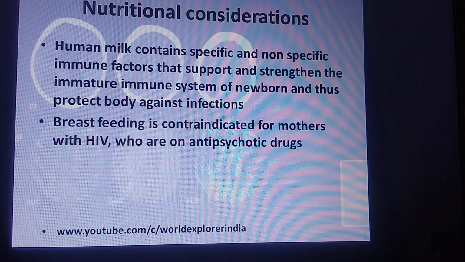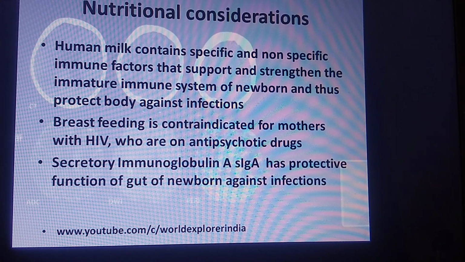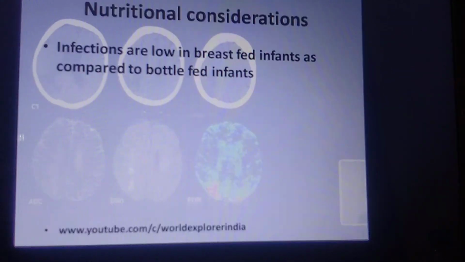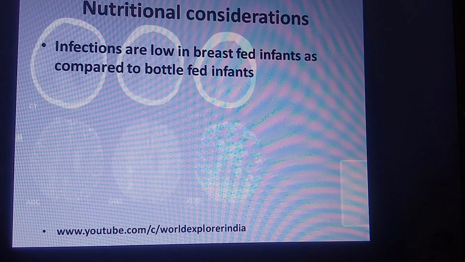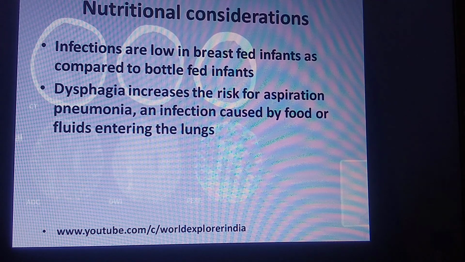Breastfeeding is contraindicated for mothers with HIV and also for mothers who are on antipsychotic drugs. Secretory immunoglobulin A has a protective function in the gut of the newborn against infections. Infections are lower in breastfed infants as compared to bottle-fed infants. Dysphagia increases the risk for aspiration pneumonia, an infection caused by food or fluids entering the lungs.